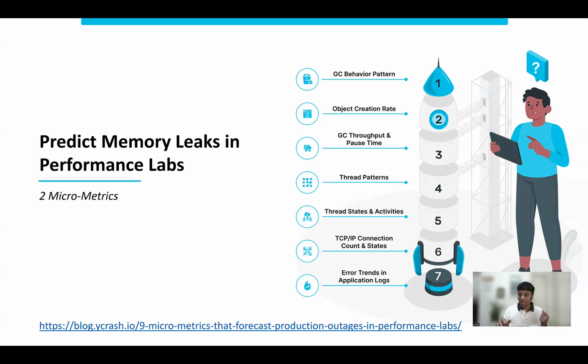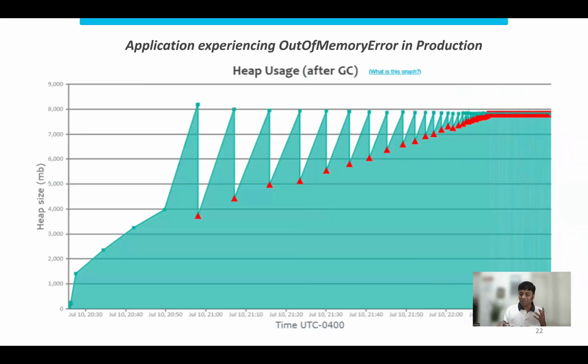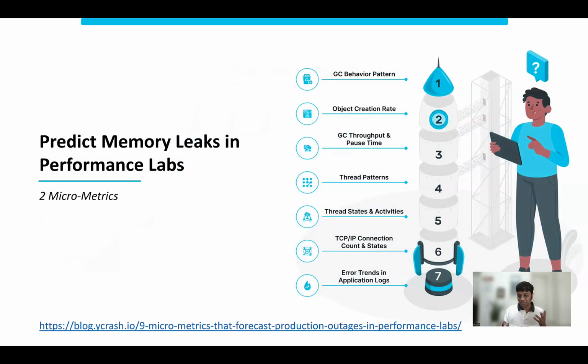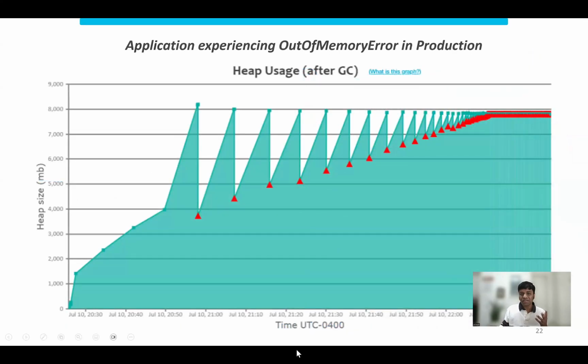What is the reason? Friends, there is one primary reason. Look at this. This is the memory pattern of a memory leak. When a memory leak happens, this is how the memory consumption looks. It just keeps on growing, and after a point, it never comes down. And when it reaches the ceiling limit, an out of memory error is going to be thrown.